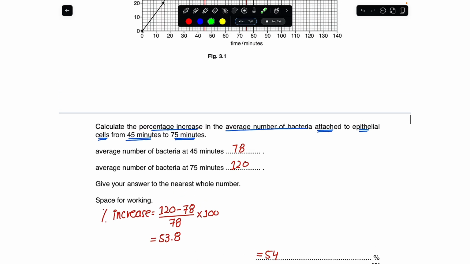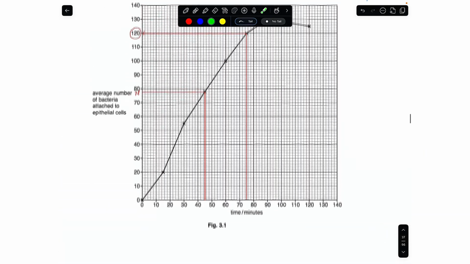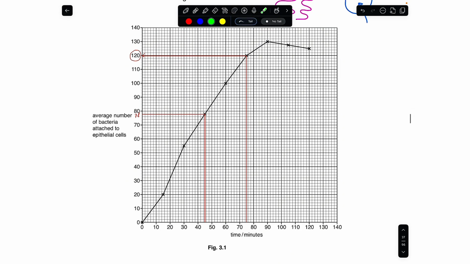Now reverting back to here, the first time hint that they gave us is 45 minutes. So 45 is lying in between these two values. From here, I would go to the curve and then I would come here.